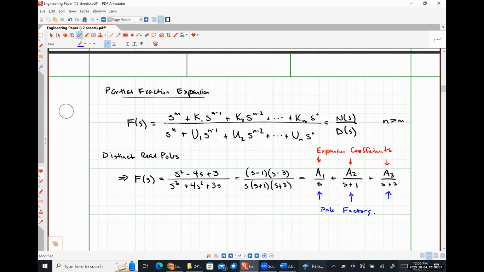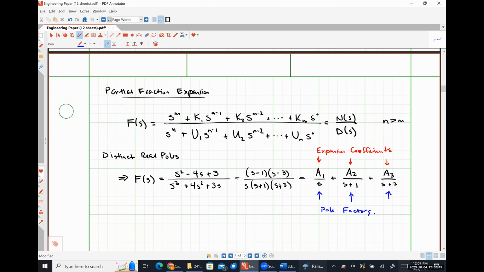Okay. So we have our expansion coefficients on top. We have our pole factors on bottom. All right. We need to solve for A1, A2, and A3. And these should be numbers. Once again, they might be complex numbers, but they're just going to be numbers.